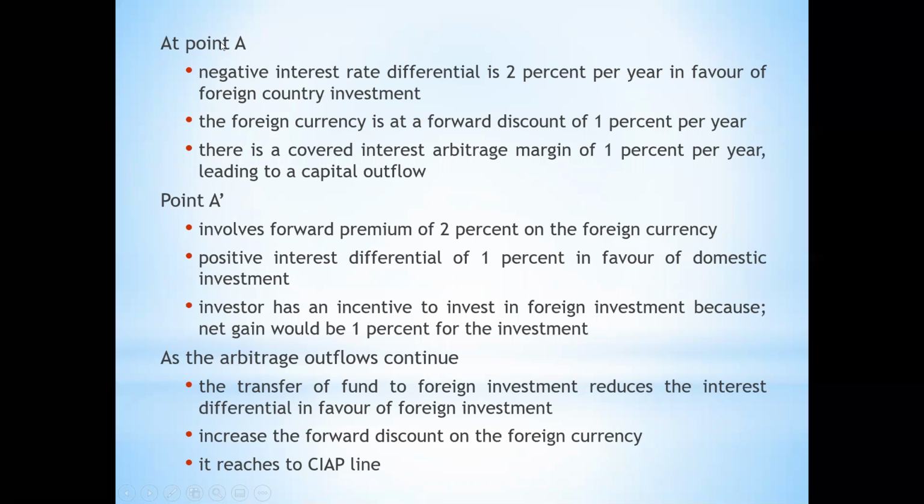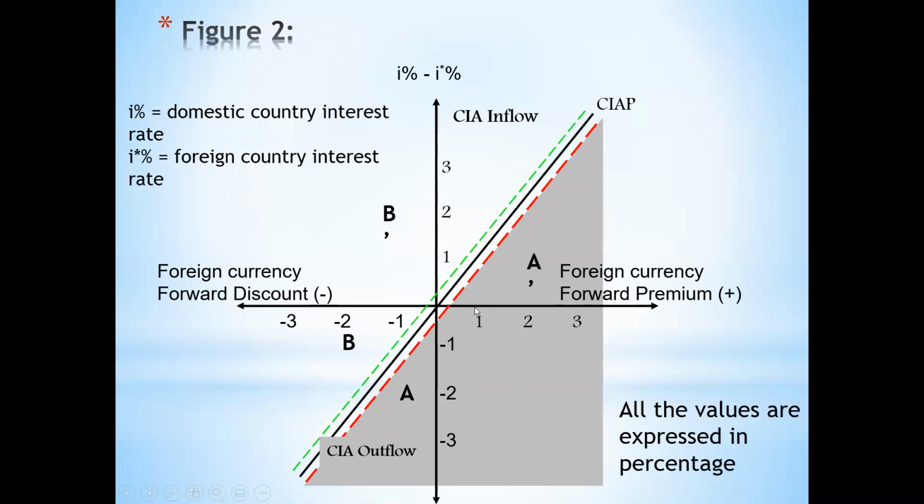Now, refer to point A. Before going to point A, these are the two extremes. You can see the interest difference between the domestic country and the foreign country. The first denotes the domestic country interest rate and the second the foreign country interest rate. The positive sign indicates the domestic interest rate is higher than the foreign interest rate, and the negative sign indicates the domestic interest rate is lower than the foreign interest rate.